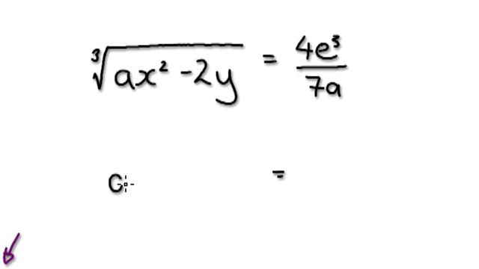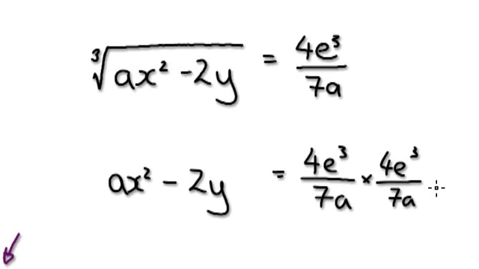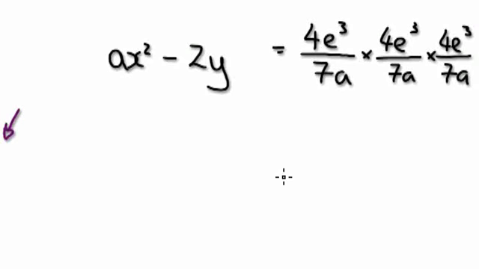On this side it would just be what's in the bubble there. So it'd be this minus 2y. On this side it's basically 4e to the power 3 over 7a times 4e to the power 3 over 7a times 4e to the power 3 over 7a. Okay, so you've got 3 fractions multiplying each other. So let's merge all the numbers together.